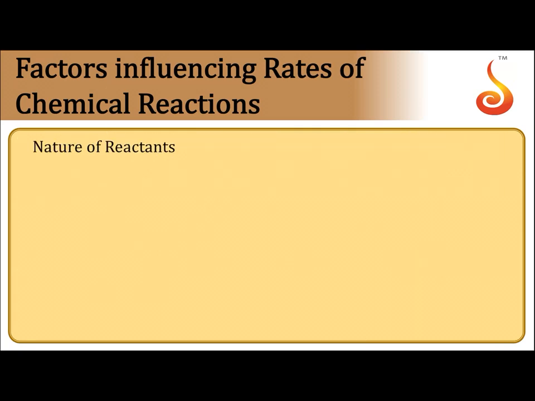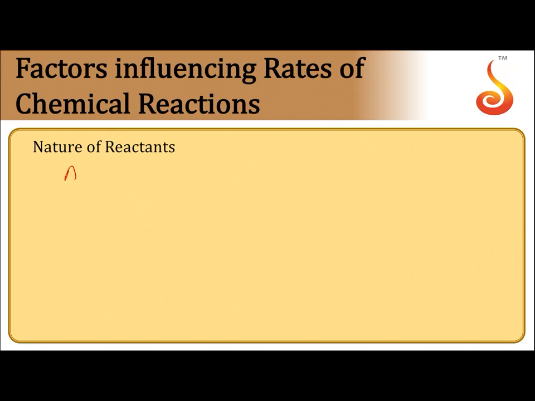Let us take them one by one, starting with the nature of reactants. Nature of reactants means we need to see the nature of the bond present between the reactant molecules. For example, when you take aqueous solutions of ionic compounds, they contain free ions in them. So during their reaction, just rearrangement of ions takes place. Hence reactions are very fast in the case of ionic reactions.